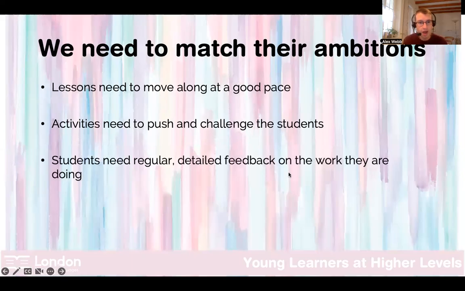Okay, and the students need regular, detailed feedback on the work that they are doing. Particularly important for writing, but also if they're doing speaking and if they're doing any kind of task, really, regular feedback on how they're doing. If you're an ambitious student, you want to know that you're doing well, but you also want to know areas in which you can improve. So it's important as a teacher that we give the students detailed, regular feedback on how they're doing and areas for improvement, and that's the kind of thing that they are really looking for, these ambitious students.